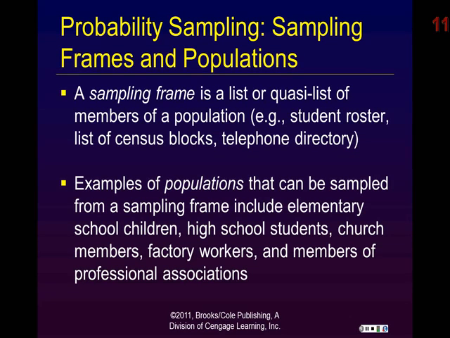Example populations can be of almost any variety: school children, high school students, members of bowling leagues, retired people, etc.